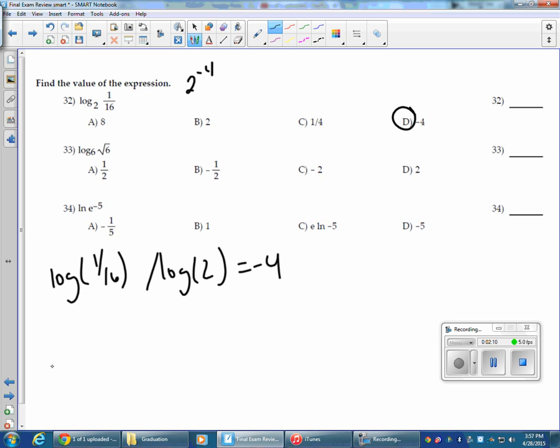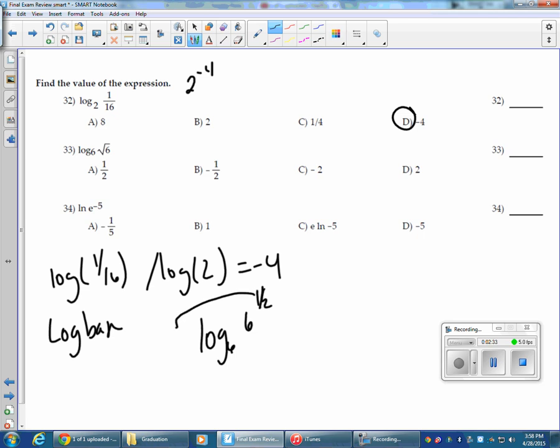You can also, if you have the log base key on your calculator, you can use that, and you can put the 2 in the base, and then the 1/16 right there, and it'll evaluate it for you. Alright, so log base 6 of the square root of 6 is the same thing as saying log base 6 of 6 to the 1/2. The square root is the same thing as 1/2 power.